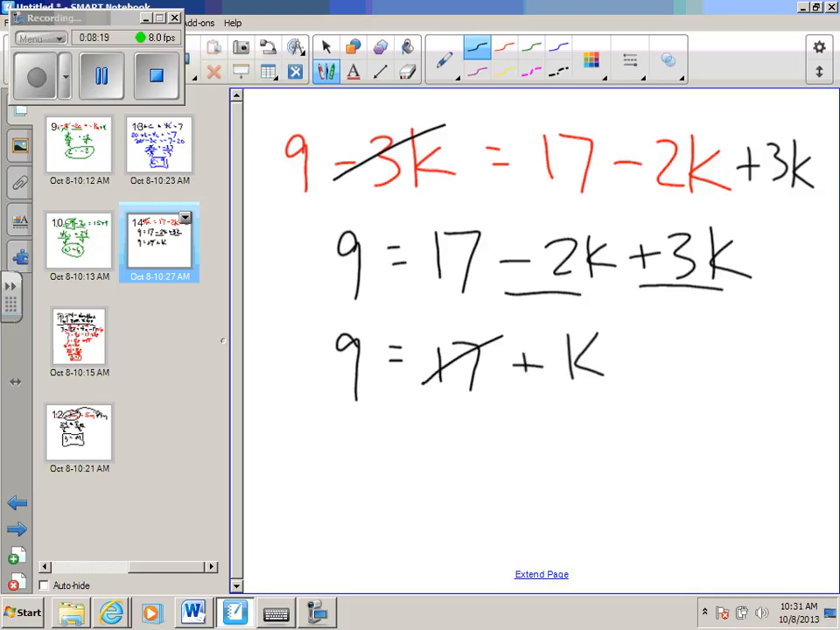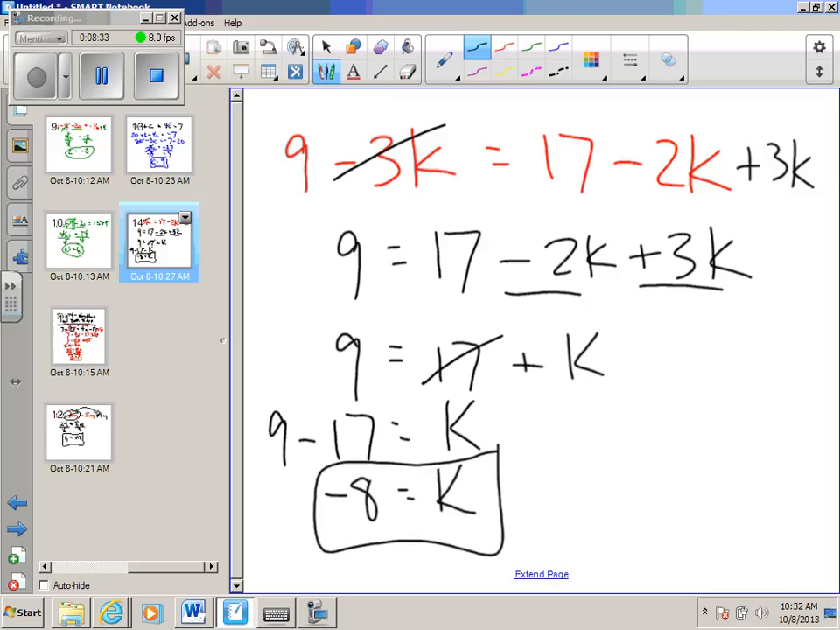Subtract 17. So if I'm at 9, I subtract 17 equals k. 9 minus 17 is negative 8. 1k is the same as k. Just get in the habit of just writing k. Okay?